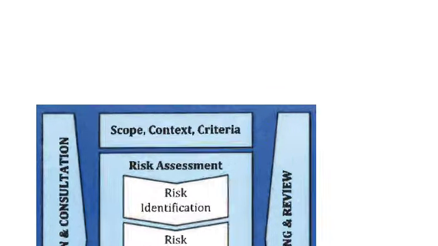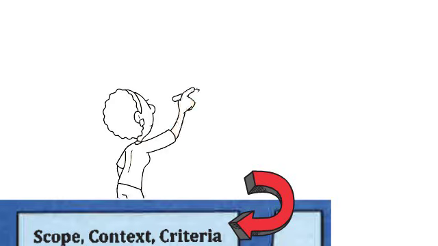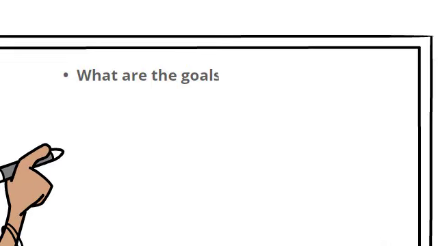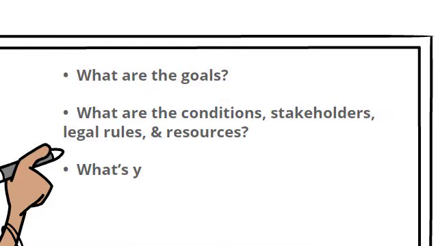1. Establish the context. Before identifying risks, define the internal and external environment you're operating in. What are the goals? What are the conditions, stakeholders, legal rules, and resources? What's your risk appetite? This context shapes how you assess and treat a risk.